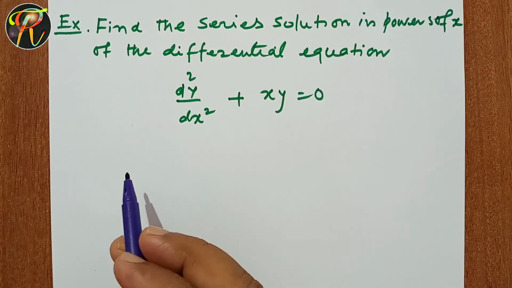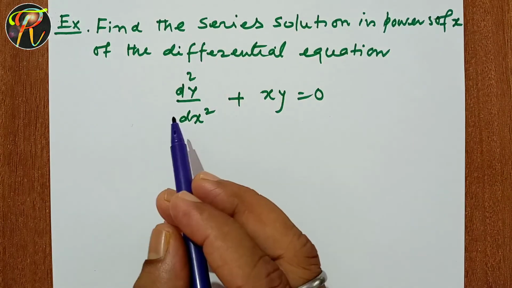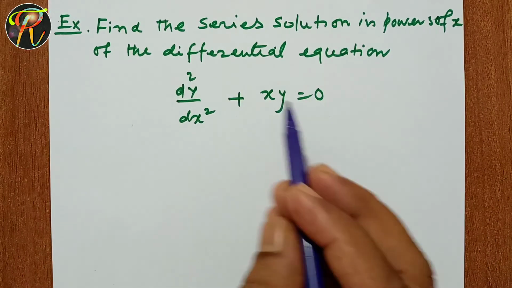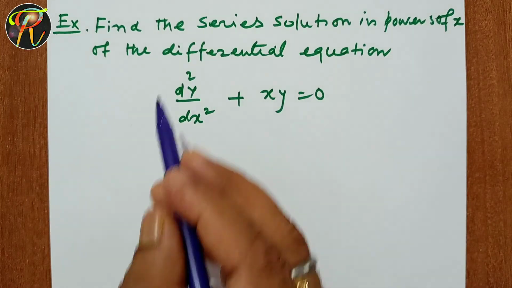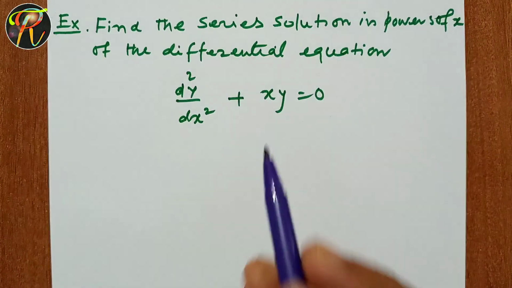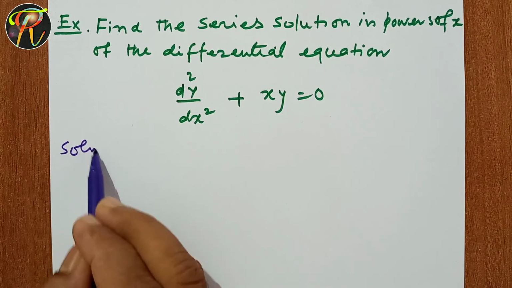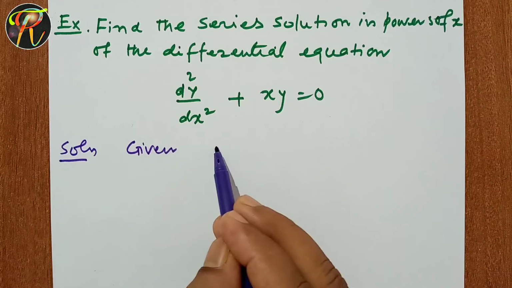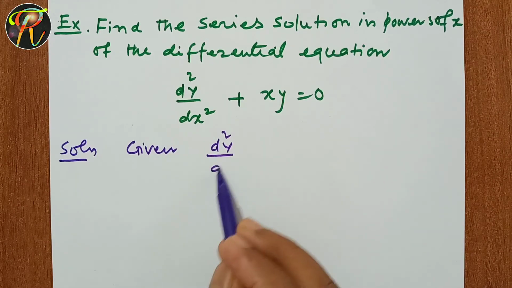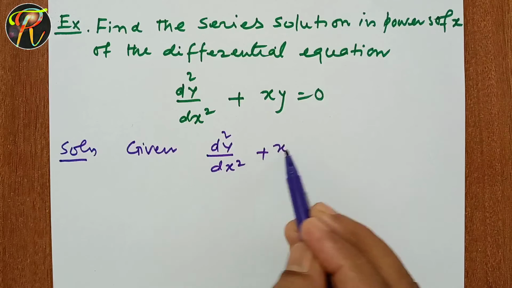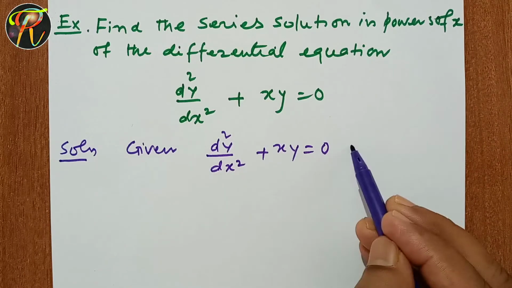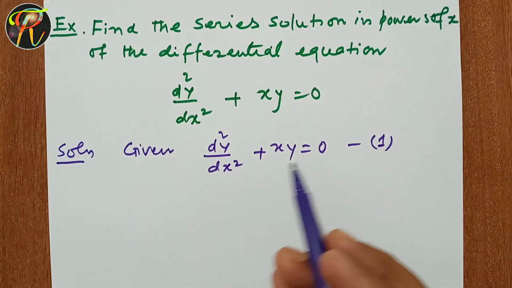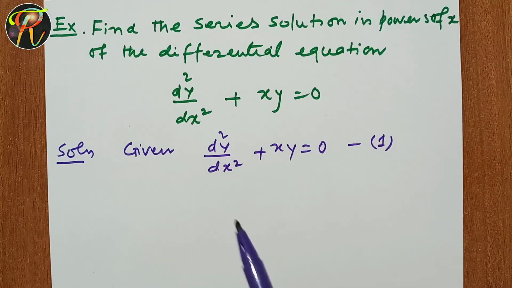So this is the next example: find the series solution in powers of x of the differential equation. We will solve it by the series solution method. So given d2y by dx2 plus xy equal to 0. First we see very carefully our given differential equation.